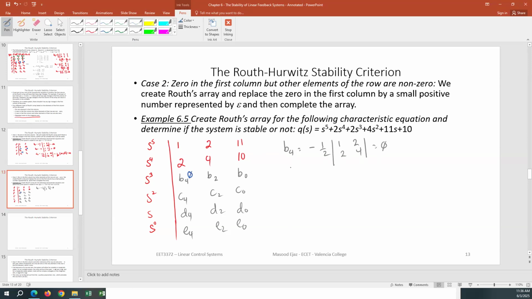Okay, let's calculate B2. -1 over 2, times the determinant of 1, 2, and 11, 10. So 10 minus 22 over -2. So 22 minus 10 is 12. 12 divided by 2 is 6. That's going to be 6. And B naught is going to be 0 because you don't have any column over here. This is all 0. So this column will be 0. Therefore, B naught is going to be 0.